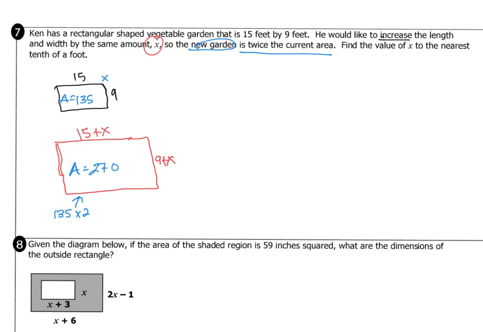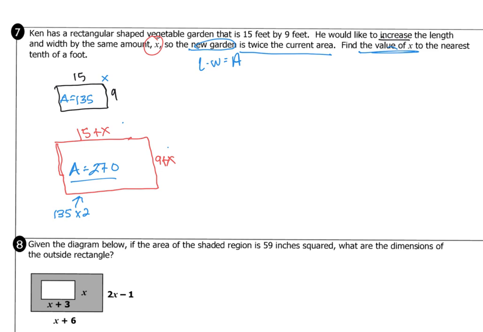Okay, so what do we know now? We need to find out what x is. It says find x to the nearest tenth of a foot. We know that this 15 plus x times 9 plus x equals the area, right? Length times width equals area. Okay, that's a big deal. So it says 15 plus x and 9 plus x.